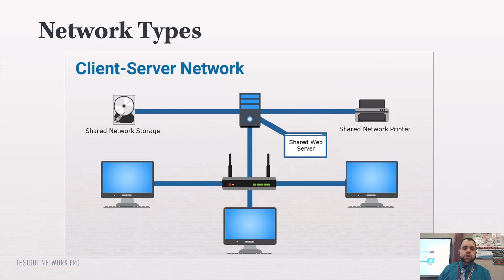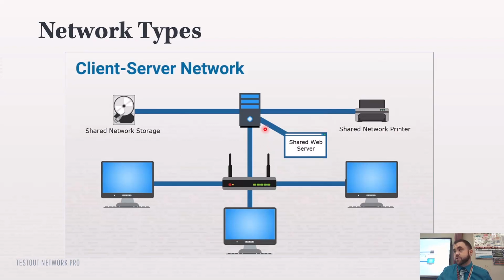Moving on to client server. So here we have our server kind of at the top, right? We have our printer that's shared. We have a website that we built, and then we have storage that is also accessible to this server. From there, we connect to our network device, in this case it looks like a wireless router, and then these devices can all access these different resources, okay? So if this computer goes down, we're still going to have access to all those resources.